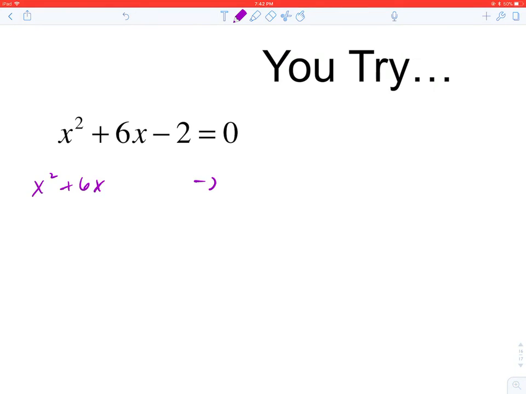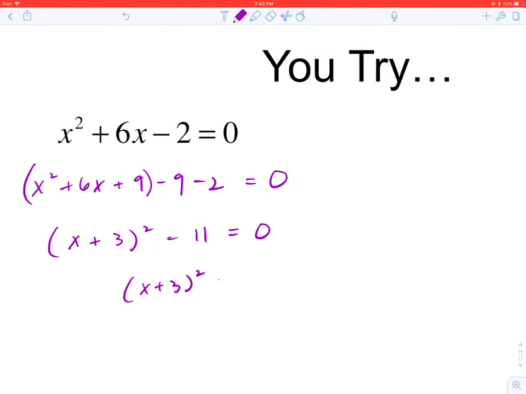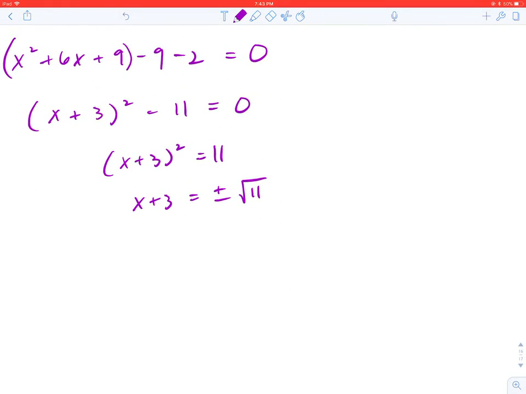Okay, I'll do these next ones just to give you a couple more examples. Okay, 6 divided by 2 is 3. 3 squared is 9, so plus 9 minus 9. That factors to x plus 3 squared minus 11 equals 0. Add 11 to each side of the equation. Take the square root of each side, so we'll have plus or minus root 11 on the right-hand side. So x equals negative 3 plus or minus root 11.